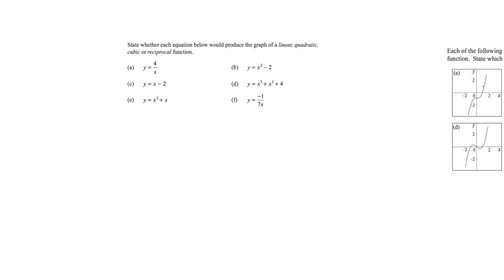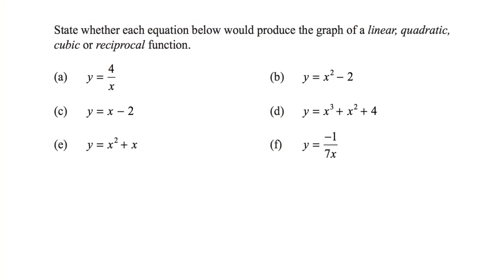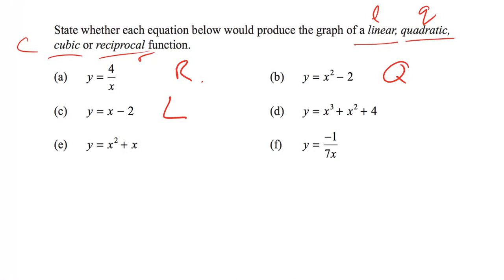Okay, so now we've done that, let's see if we can classify some of these. Have a think about each of these, and you've got to decide: is it linear, quadratic, cubic, or reciprocal? I'll write an L, a Q, a C, or an R, depending on the choice. Have a think about A. What do you think it is? Well, this is a reciprocal function. B is a quadratic function because its leading coefficient is an x squared. C is a linear function. It's going to give us a straight line.